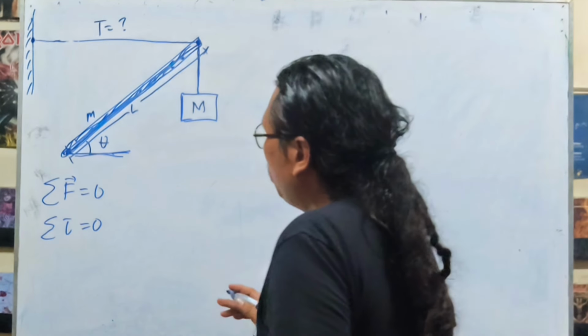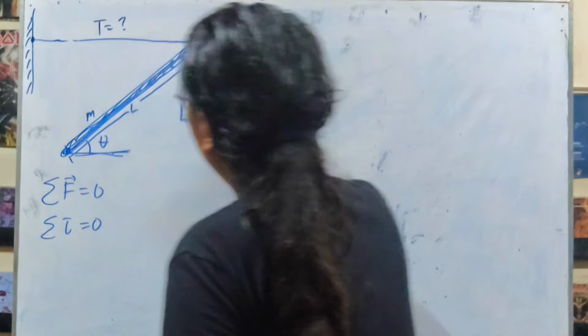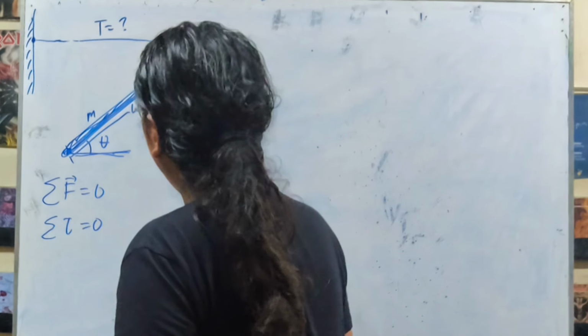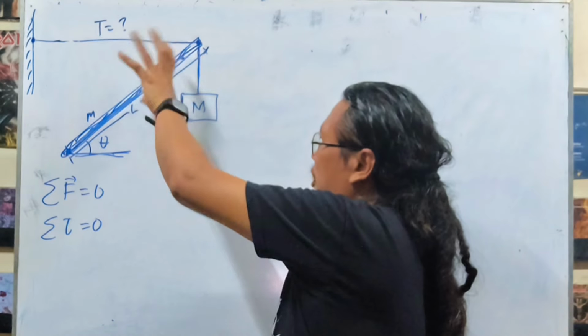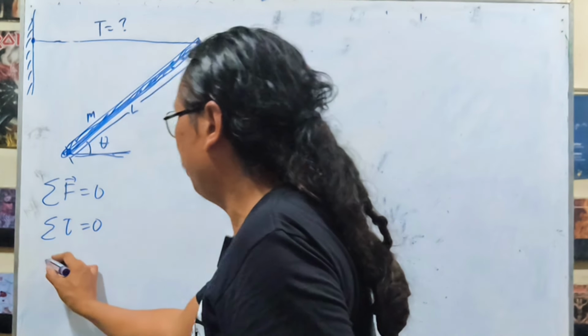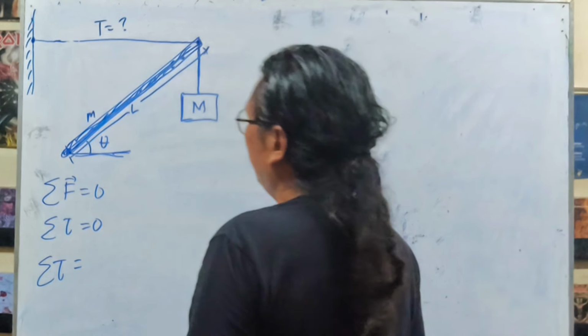To solve for the summation of torque, we don't need this one, because we don't have... I think we don't need this one. So the summation of torque means finding all the possible rotations that were generated by these forces. Okay, first, the summation of torque would be equal to the torque generated by the ladder.